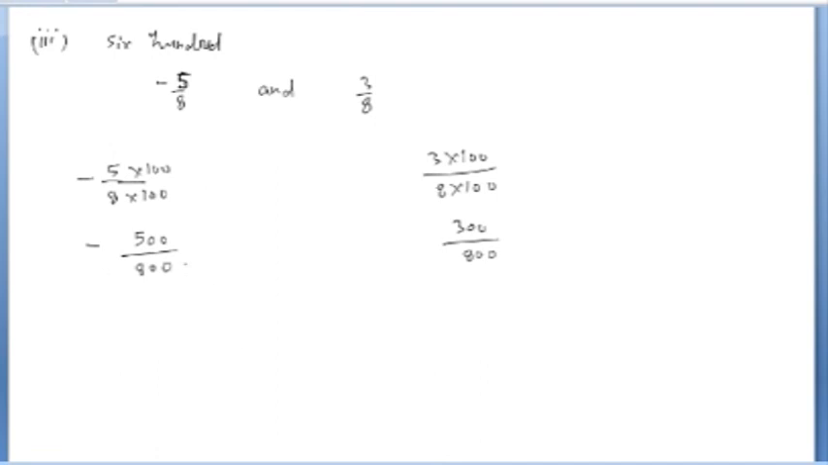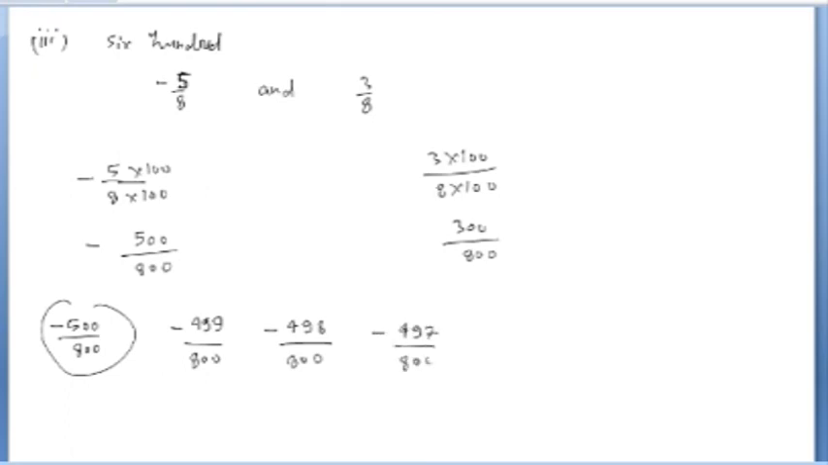So we can write rational numbers in this way: minus 499, just add 1. Okay, so this will become this. Add 1 in this, so this will become minus 498 upon 800. Add 1 in this, so this will become minus 497 upon 800. So in this way we will find 600 rational numbers between these two given rational numbers.